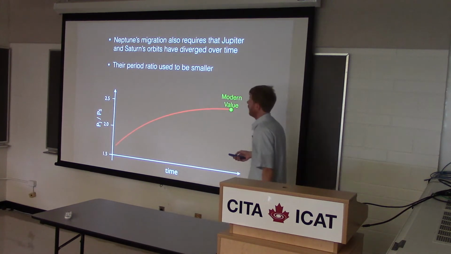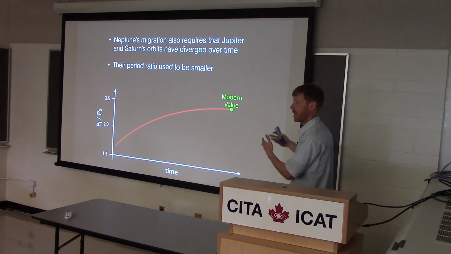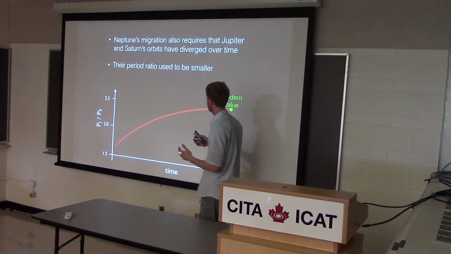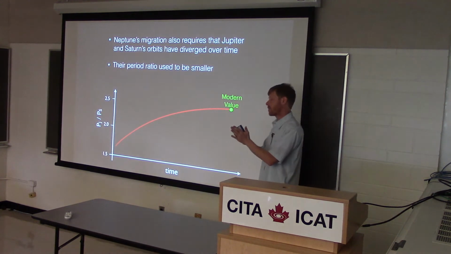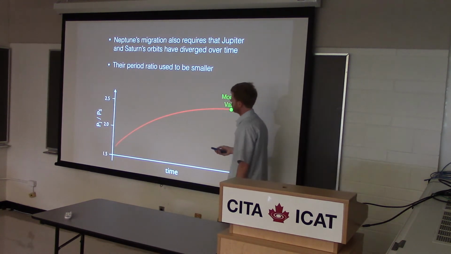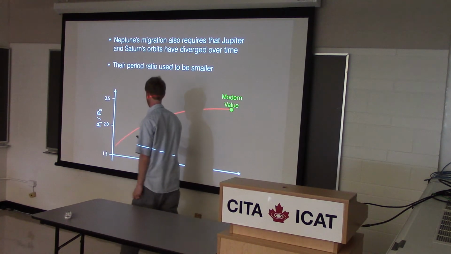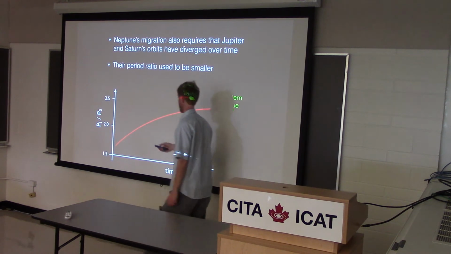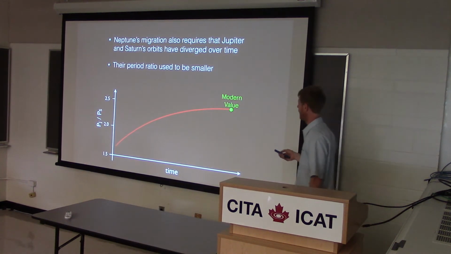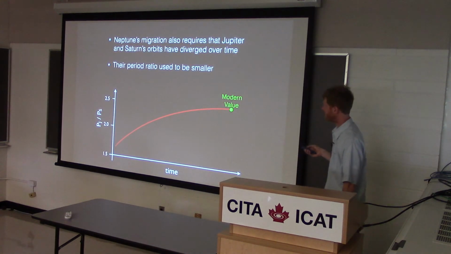And so the fact that Neptune has migrated means that Saturn has also migrated outwards over time too. And what that also means is that Jupiter and Saturn's orbits have diverged because you have Saturn moving out and Jupiter moving in. So if you look at the period ratio, actually this should be the period of Saturn divided by the period of Jupiter. But anyways, imagine that J and S are switched. But anyhow, today that period ratio is just under 2.5, so it's 2.48.